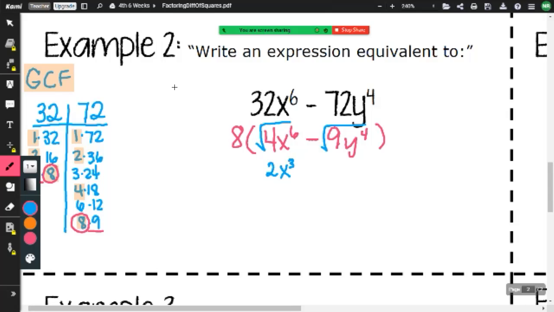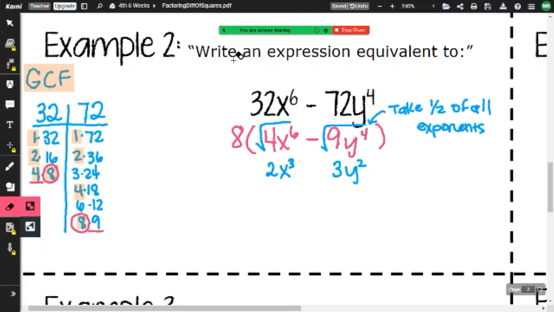What's the square root of 9? 3. 3 times 3 is 9, and now the square root of y to the 4th? Y squared. Y squared times y squared, 2 plus 2 is 4. X cubed times x cubed, 3 plus 3 is 6. You see it? So that's the rule. With exponents, you're always going to take half of all exponents. You're going to be taking half of all the exponents.